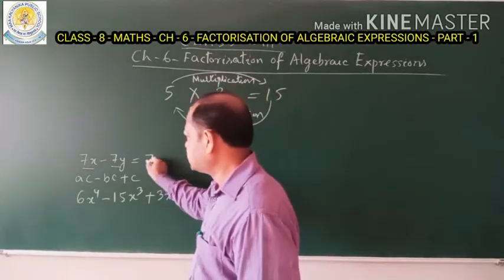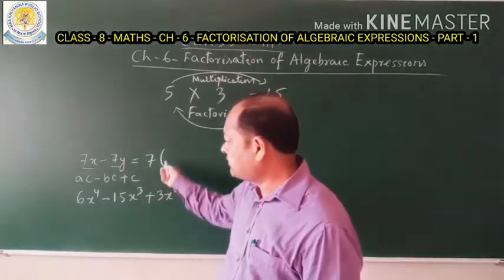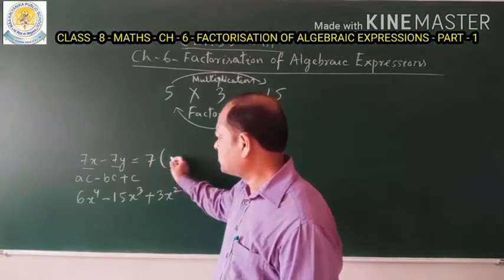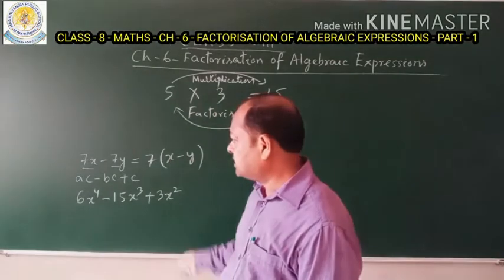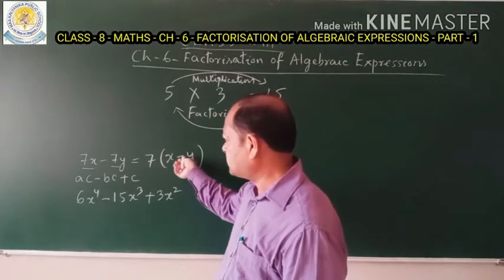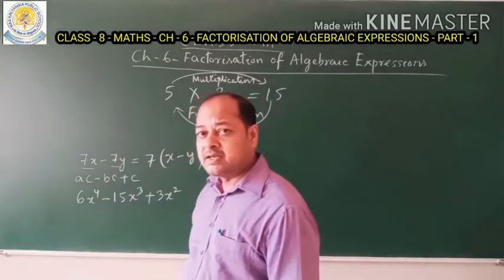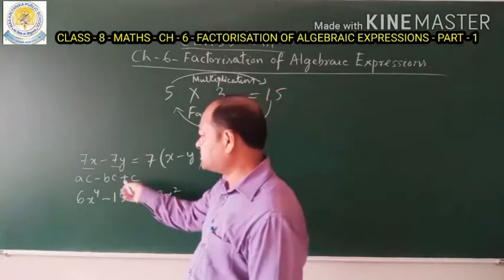That means 7 is present in both 7x and 7y. So if I take 7 common here, what are we getting? x minus y. That means here 7 is a factor of 7x and 7y. So a factor means it is common. Okay.